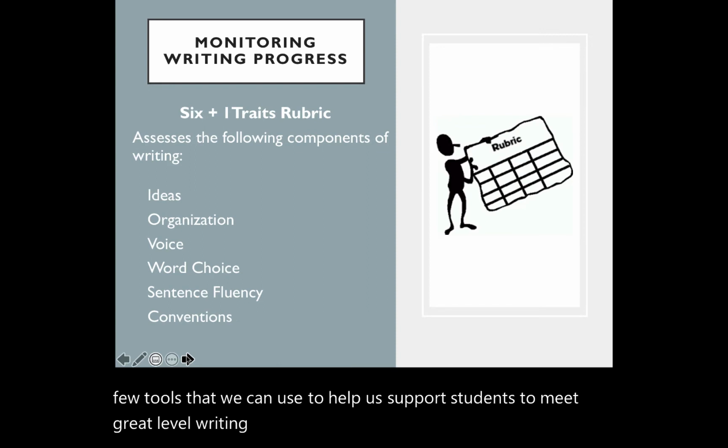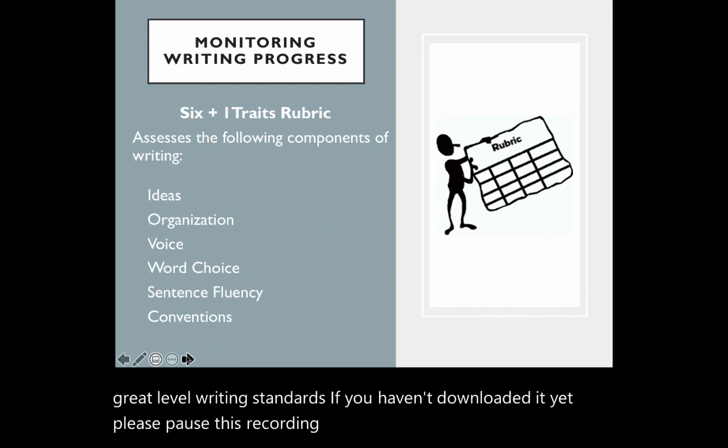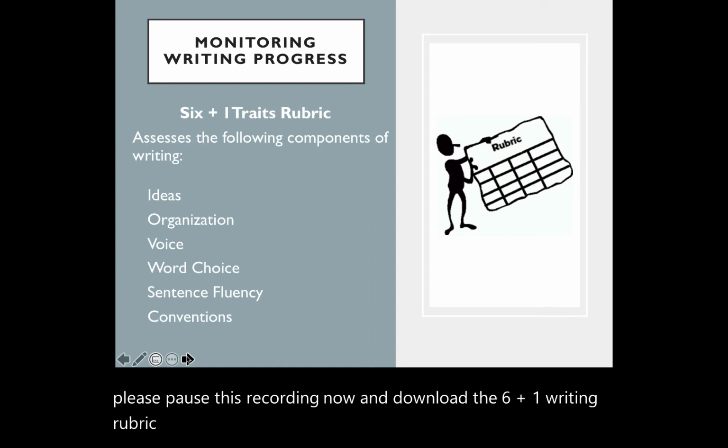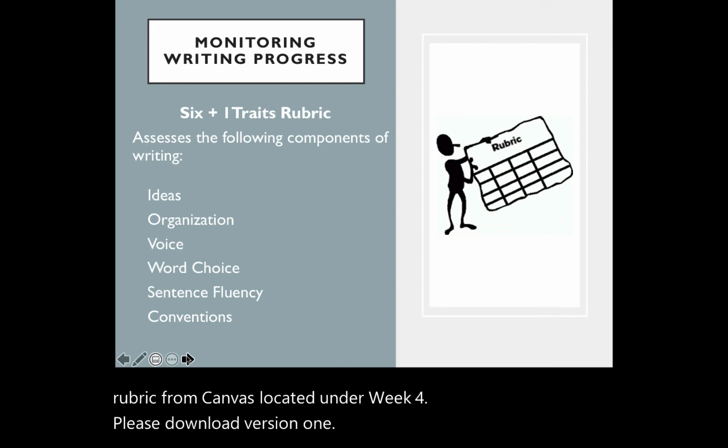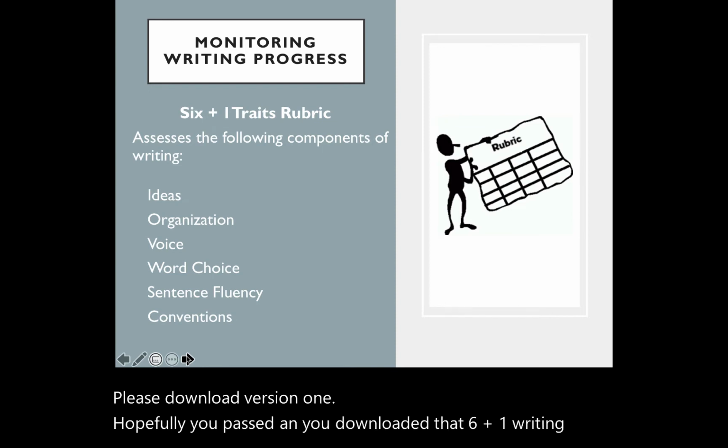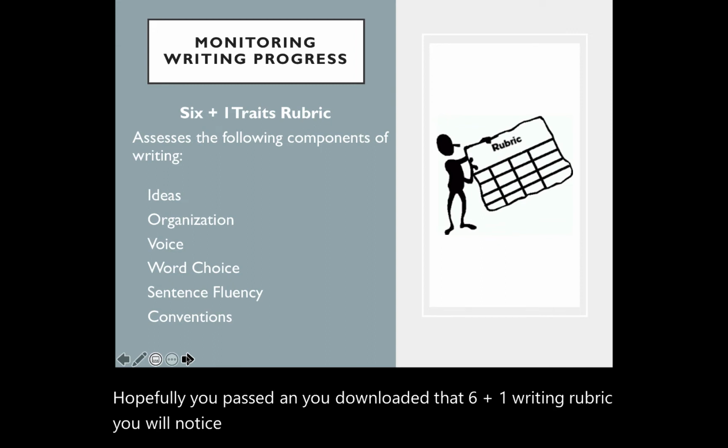If you haven't downloaded it yet, please pause this recording now and download the 6+1 writing rubric from Canvas located under week 4. Please download version 1. Hopefully you paused and you downloaded that 6+1 writing rubric. You will notice that there are actually 3 different versions of this rubric that I uploaded on Canvas.